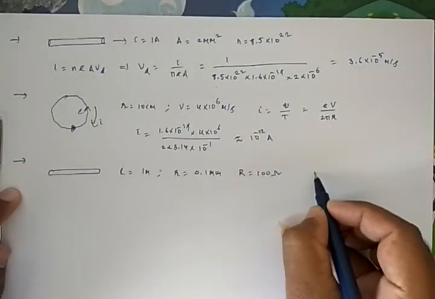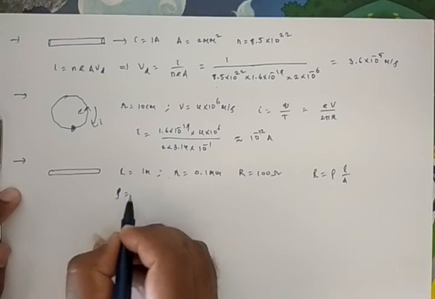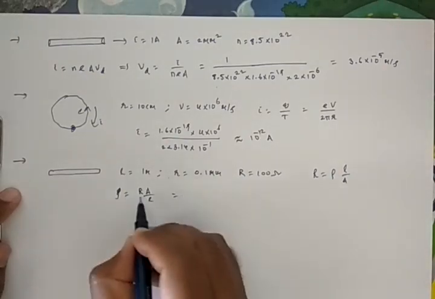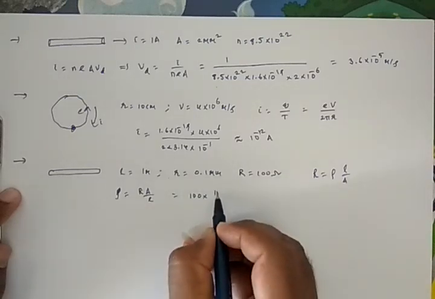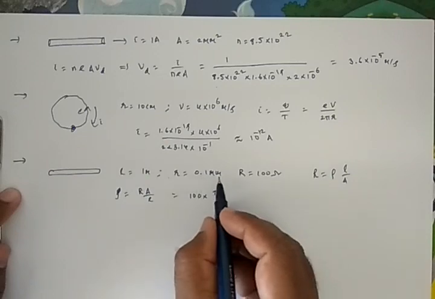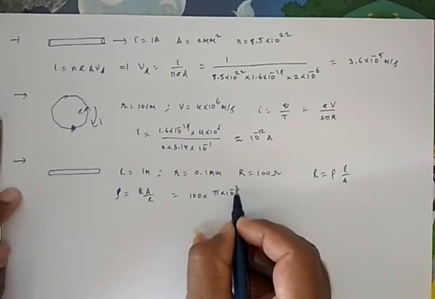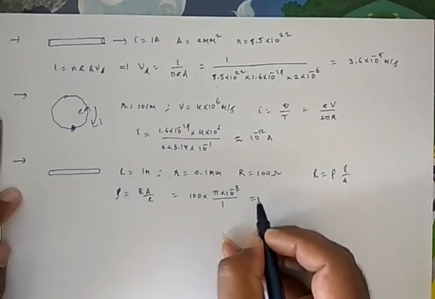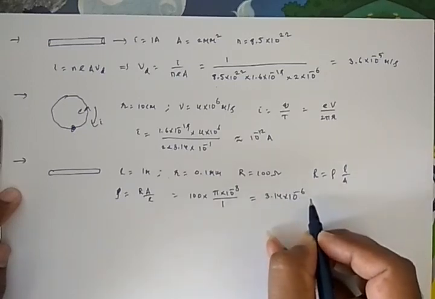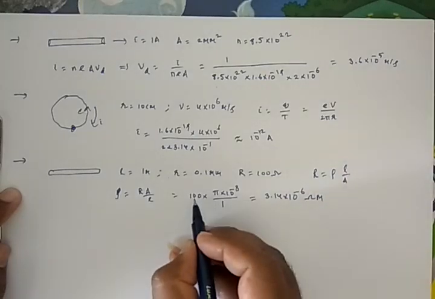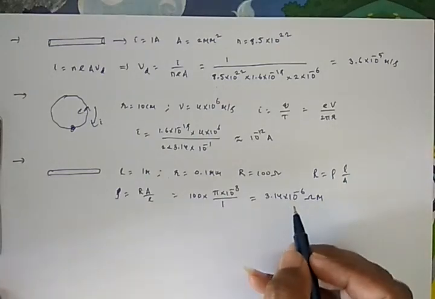So we know the equation, that is R equals rho into L by A. From here you can write rho equals R A by L. So R we know, R is 100, and A we can find, that's pi r square, where r is 0.1 mm. It means 10 power minus 4 meter. So when you take the square, it will be 10 power minus 8, divided by L, that is 1. So once you compute this, your answer will be 3.14 into 10 power minus 6 ohm meter, because 10 power minus 4 squared is 10 power minus 8. So when you cancel, you get 10 power minus 6. So this is the answer.